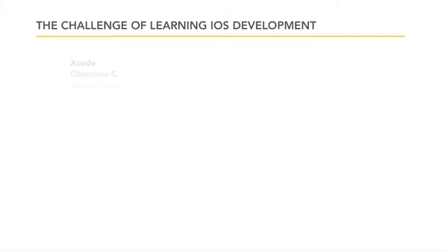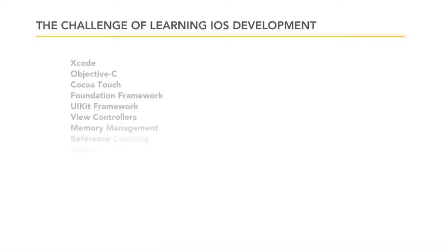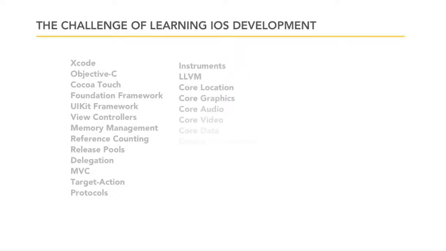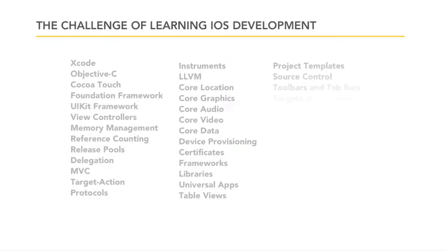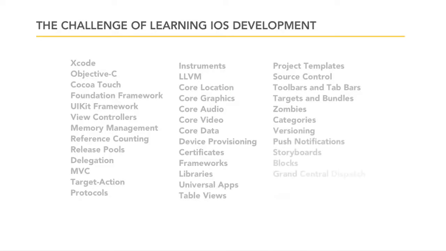A lot of people get introduced to the world of iOS development and become immediately overwhelmed by this massive amount of terminology, all these tools and technologies to learn. You first come across Xcode and Objective-C, but then hear terms like Cocoa Touch, frameworks, memory management, view controllers, delegation, MVC, categories, versioning, push notifications. And it's tough to figure out what's important here, what's the right order, what should I do first, and how do they support each other?